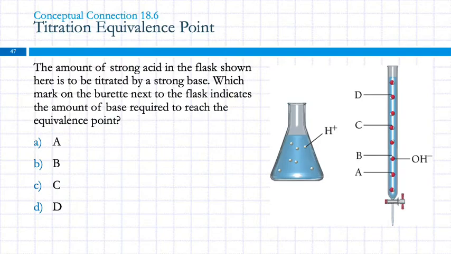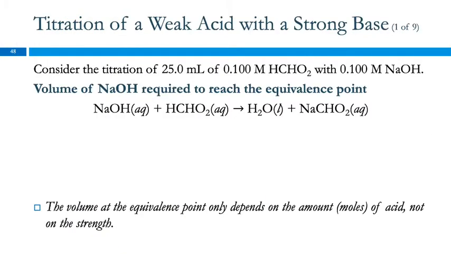Okay, so before we go to the weak acid, we're going to look at this conceptual connection. So this is looking at pictures. The amount of strong acid in the flask shown here is going to be titrated by the strong base in the burette. Which mark on the burette, A, B, C, or D, indicates the amount of base required to reach the equivalence point? I'm hearing D, and that is correct. So we have 1, 2, 3, 4, 5, 6, 7 hydrogen ions in the flask. So we're going to need 1, 2, 3, 4, 5, 6, 7 hydroxide ions to neutralize them. Does that make sense? Sometimes with the smaller numbers and the pieces you can see, it makes more sense. So there's D.